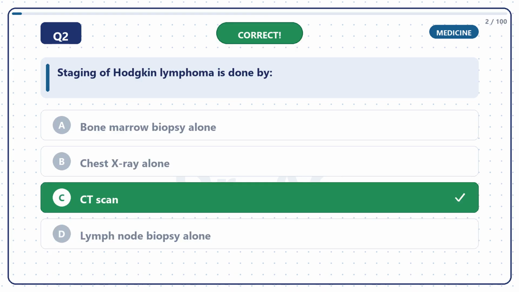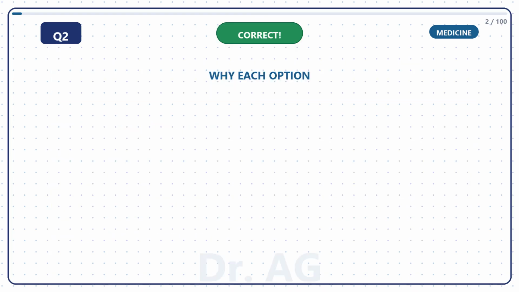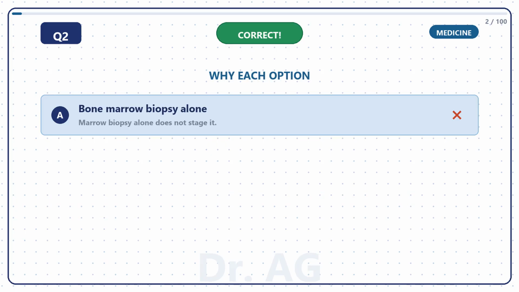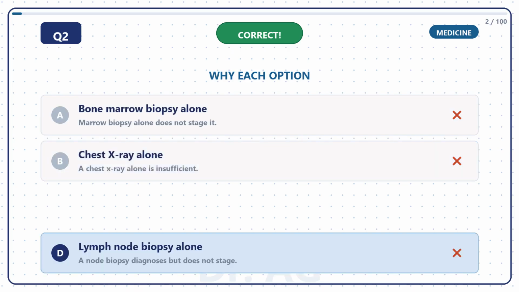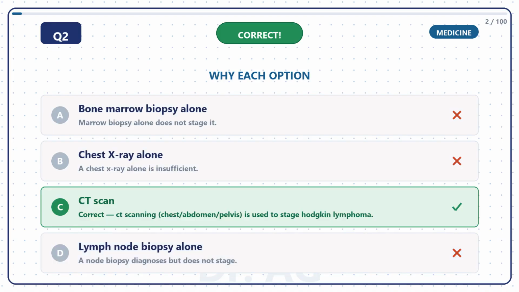CT scan. Let's go through the options. Bone marrow biopsy alone. Marrow biopsy alone does not stage it. Chest X-ray alone. A chest X-ray alone is insufficient. Lymph node biopsy alone. A node biopsy diagnoses but does not stage. And the correct answer is CT scan. Correct. CT scanning, chest, abdomen, pelvis, is used to stage Hodgkin lymphoma. So, the right answer is option C.